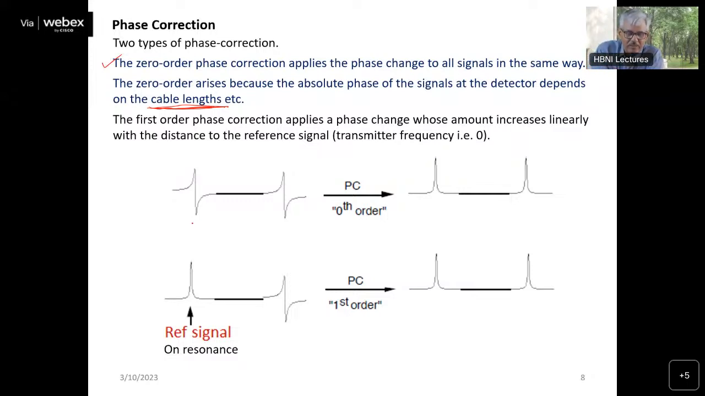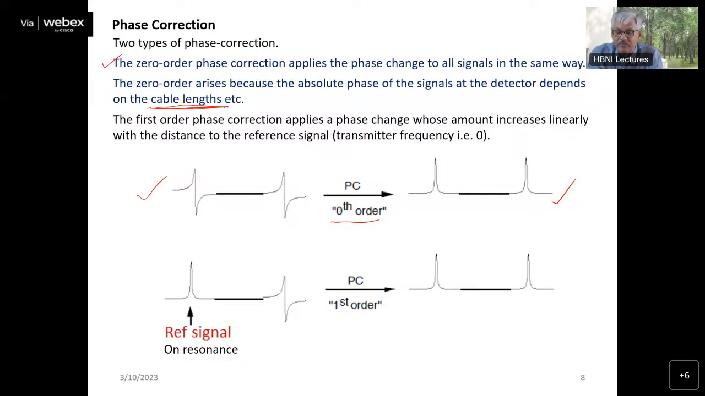For the zeroth order, you will see almost all signals are similarly off phase. If you do a zeroth order phase correction, you will again get a purely absorption signal. But in case of first order phase error, if you do a zeroth order phase correction, you will see some signals will still not be in the proper phase.